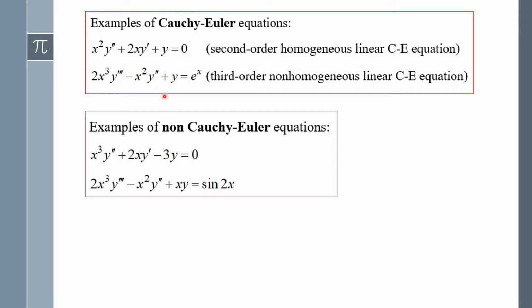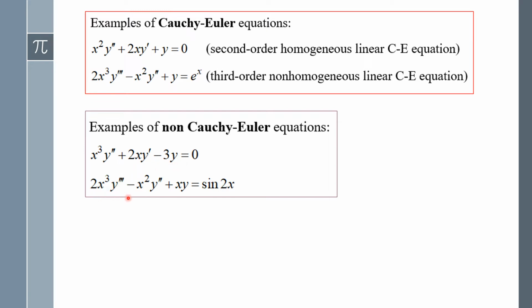Here are some examples of non-Cauchy-Euler equations. Let us try to spot which part of the equation makes it a non-Cauchy-Euler. In this example, if you look at the first term, the degree of x is 3, but the order of differentiation of y is equal to 2, so these two do not match. 3 is not equal to 2, and therefore this equation is said to be a non-Cauchy-Euler equation.